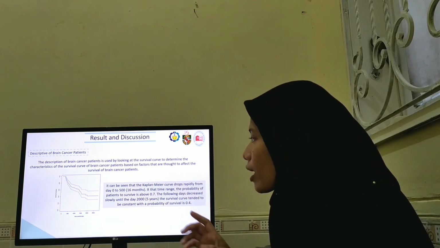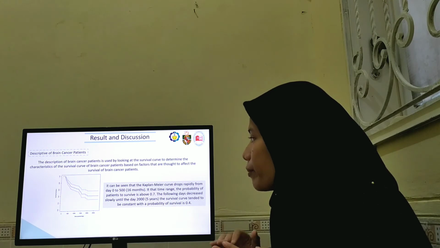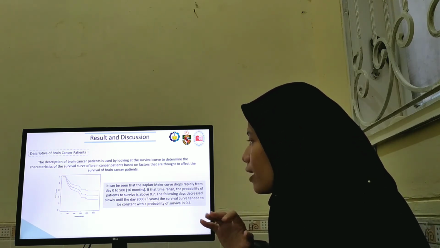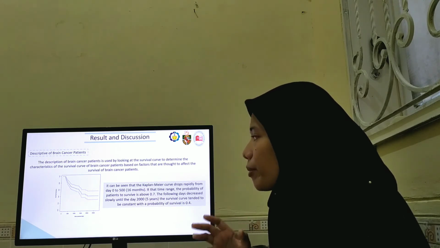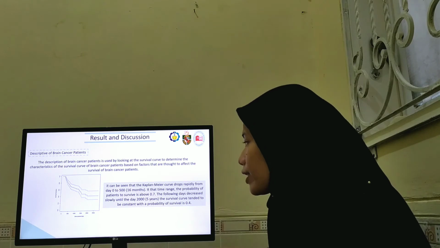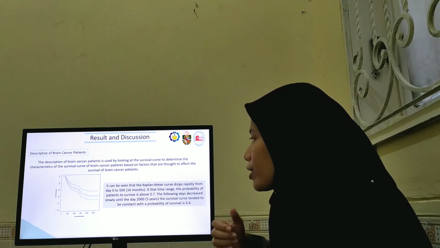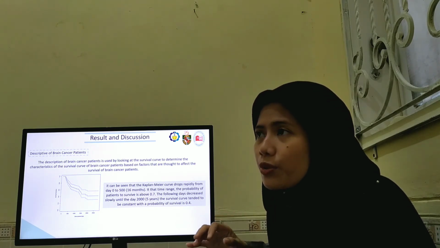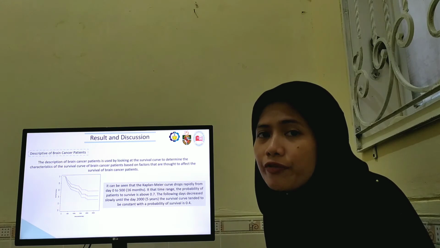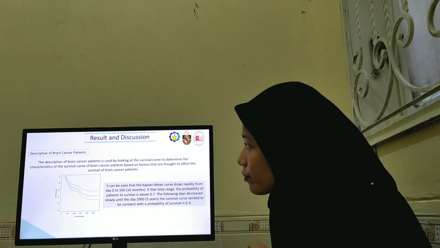It can be seen that the Kaplan-Meier curve drops rapidly from day 0 to 500, or 6 months. In that time range, the probability of patients to survive is about 0.7. The following days decrease slowly until day 2000, or 5 years. The survival curve tended to be constant, with a survival probability of 0.4.